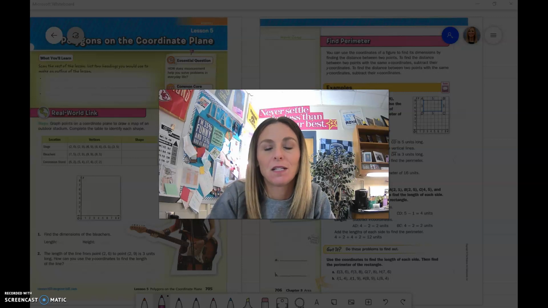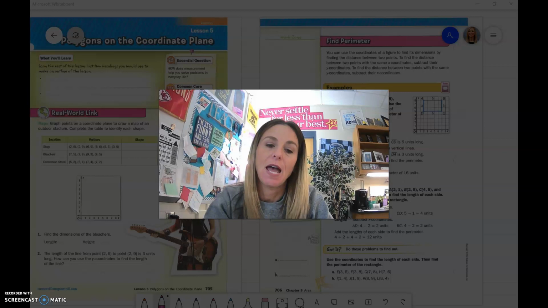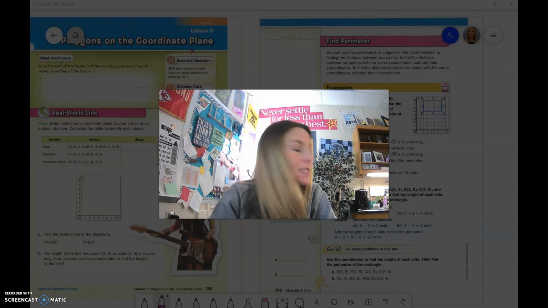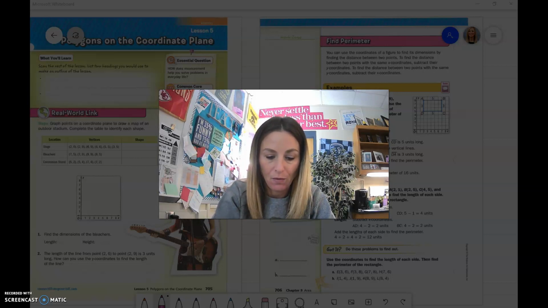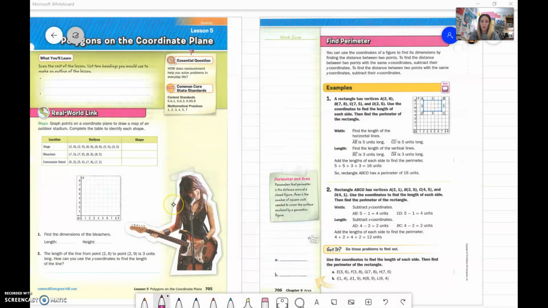We are going to be working on Chapter 9, Lesson 5, Polygons on the Coordinate Plane. So your book needs to be open to page 706. I'm going to get set up here and we are going to get started right away.